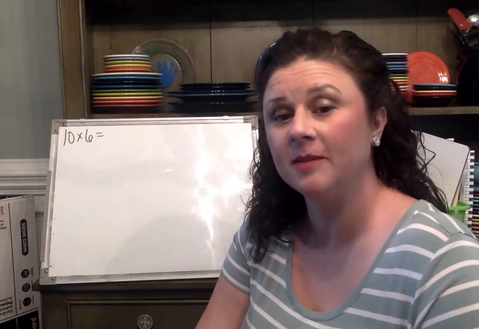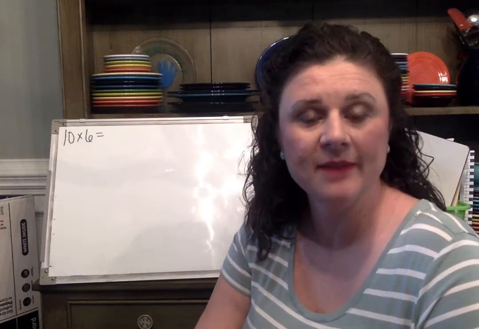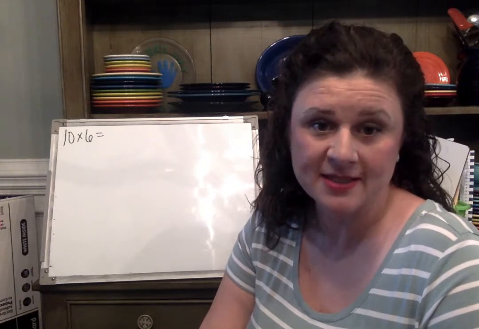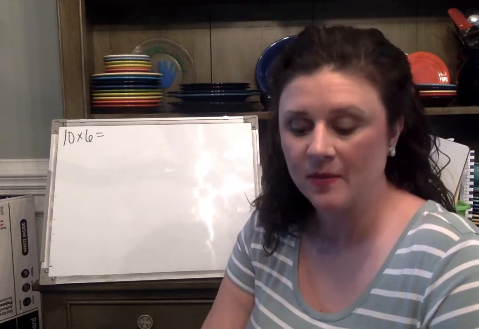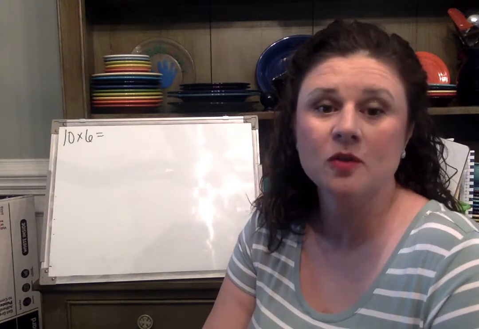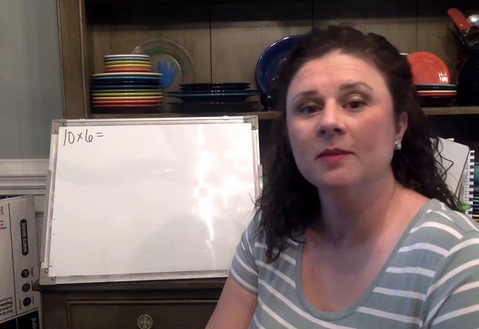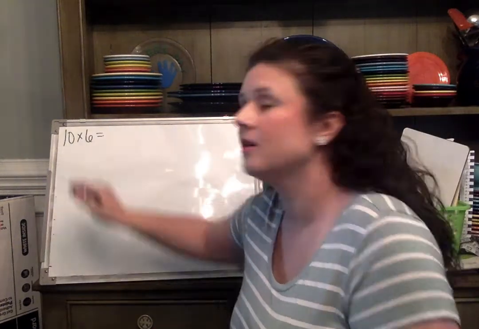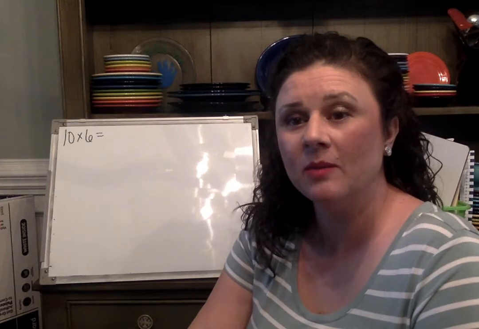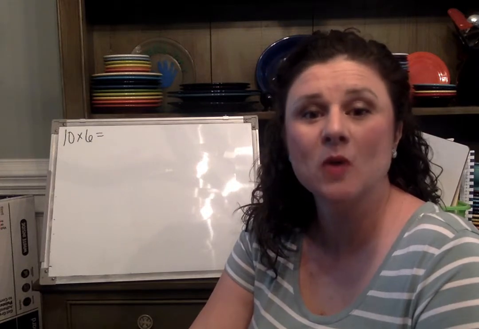We have talked about doubling and halving as a good way to multiply. We've also talked about power of 10, multiplying things by 10. Today we're going to start talking about what's called partial product. When we multiply, the two numbers here are called factors. The answer we get when we multiply is called the product.